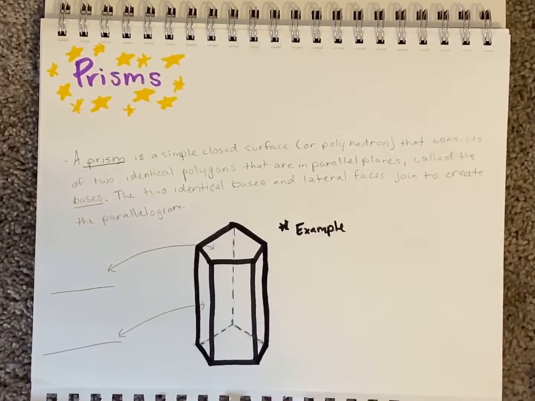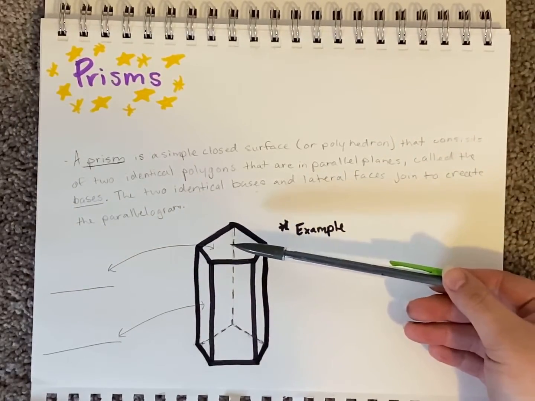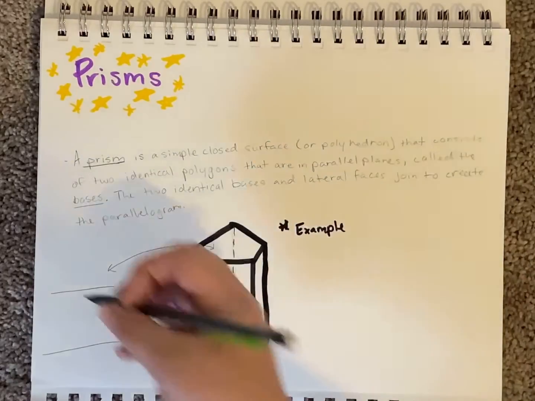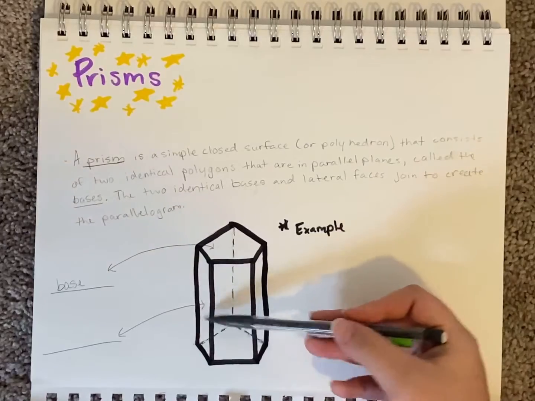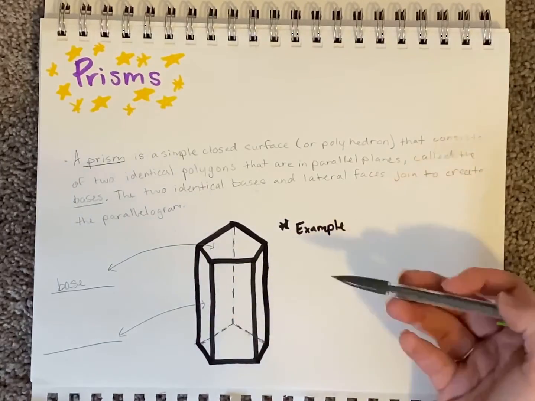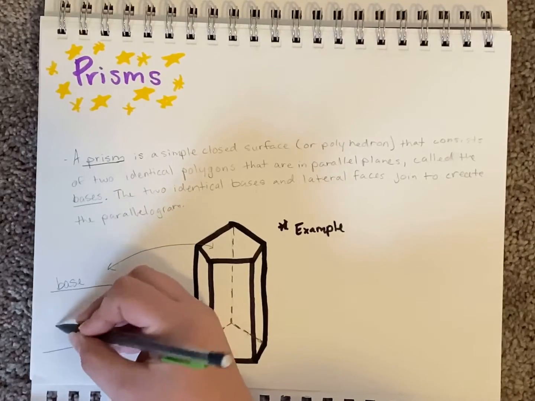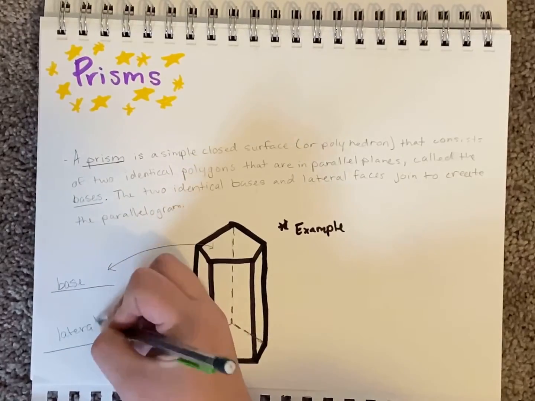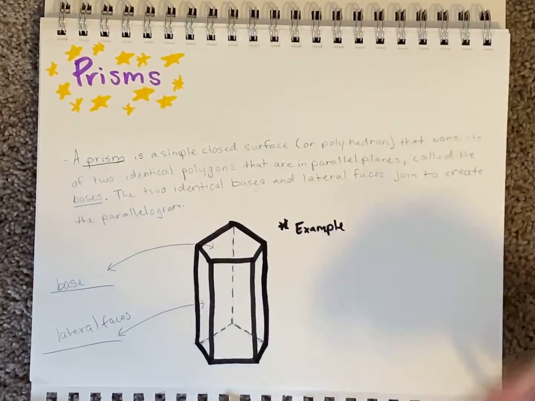And if you could identify this for me, which would be one of the bases. And then these sides here, we would identify as our lateral faces. And in this case, the 2 join to form the parallelogram, which we would call a prism.